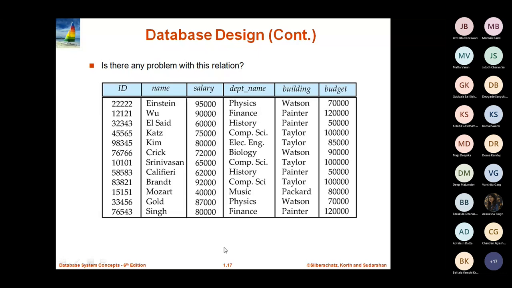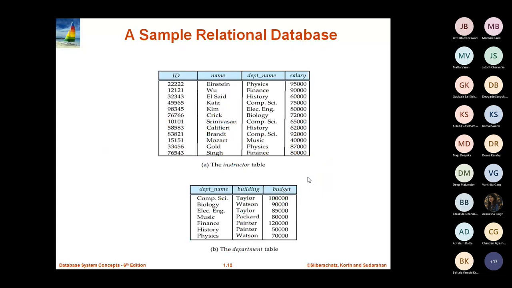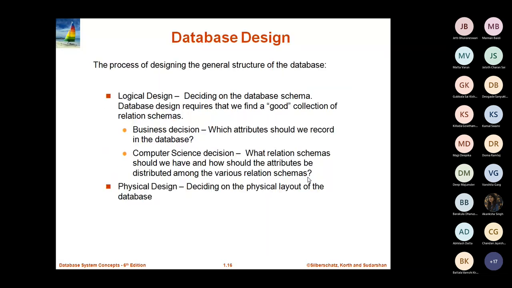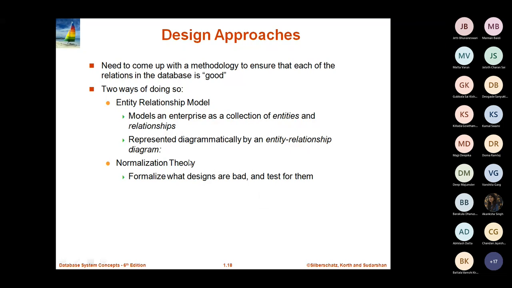So that is what I tried to show: this is not a good database design as compared to this database design. We have to figure out what a good design is and how we ensure that we always have a good design. There is a little bit more to it, which we'll come back to at a later point in time. There are two design approaches: one is using the entity relationship model, the other is using normalization theory.